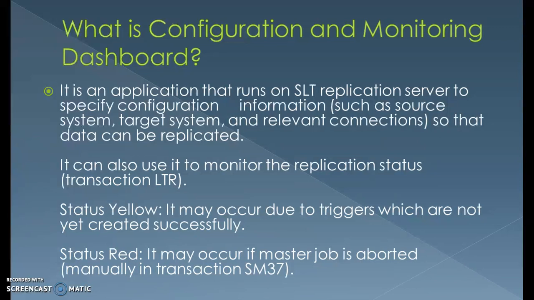So it is an application that runs on the SLT replication server to specify configuration information such as source system name, target system name, and relevant connections, so that data can be replicated. You can also use it to monitor the replication status. The transaction is LTR. If the status is yellow, it may occur due to triggers which are not yet created successfully, and if the status is red, it may occur if the master job is aborted. So we need to do it manually in transaction SM37.